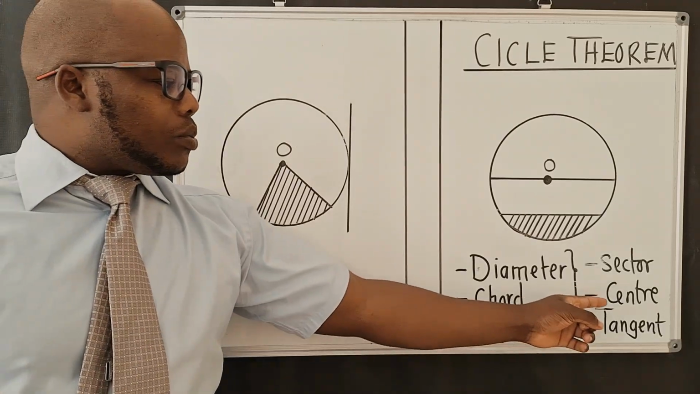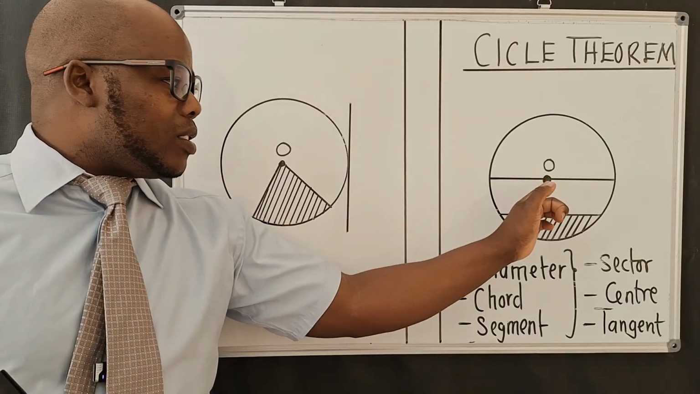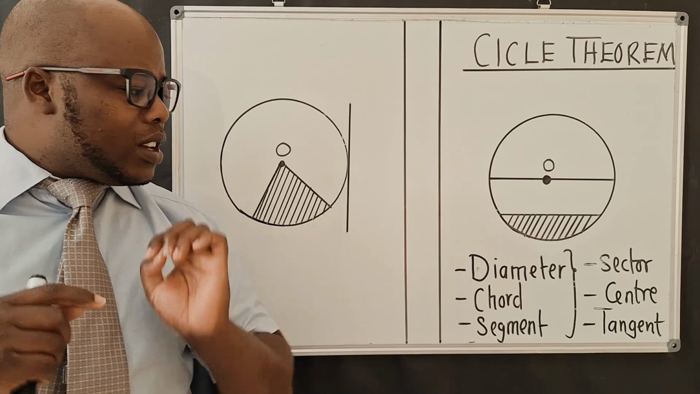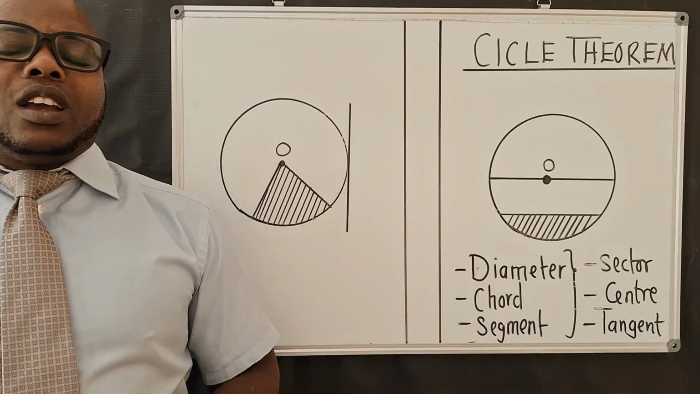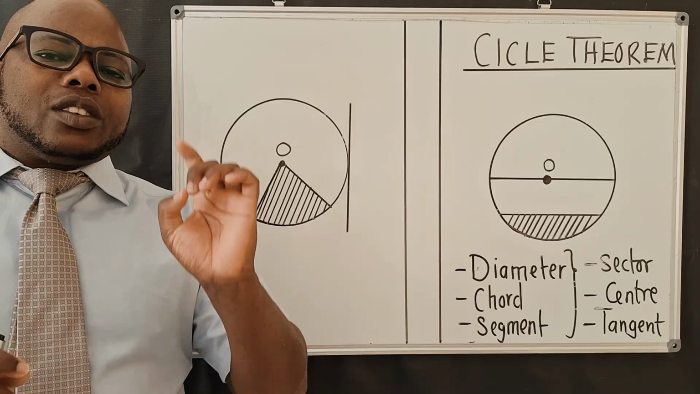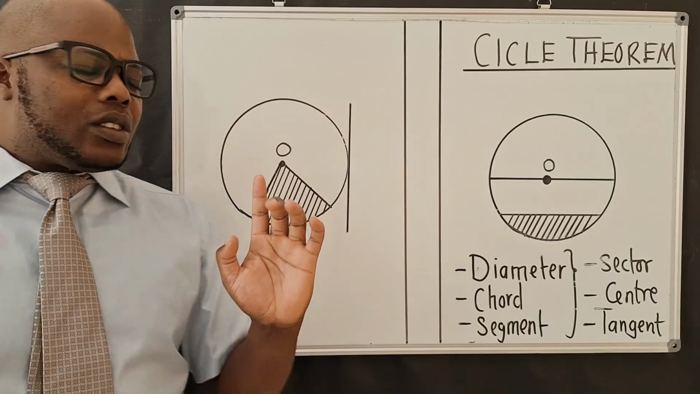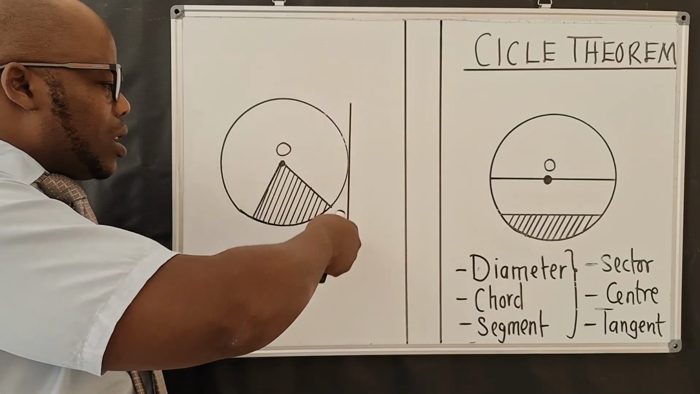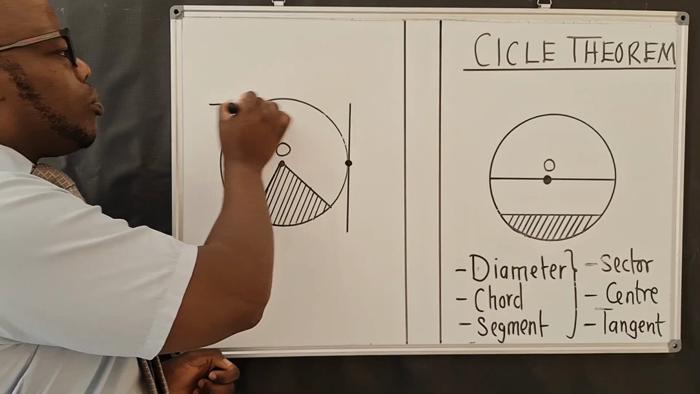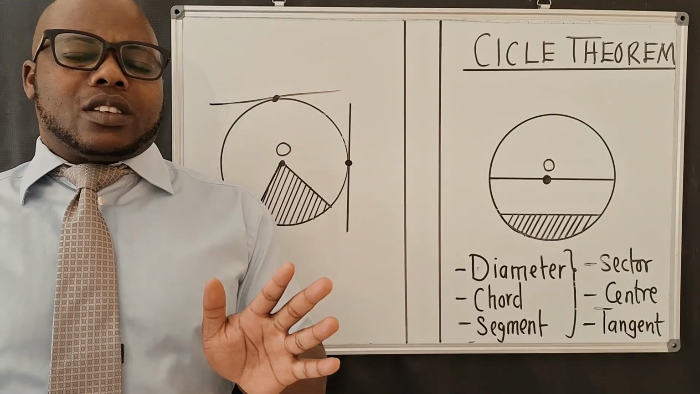Let's go to a center. Of course, we don't need to talk much about this. You can see this is the center, this is the center. Every circle has got a center. A tangent line is a line which touches a circle at one point only. It doesn't matter what position it is in. For example, here, from here to here, it's touching the circle at only this point. This is a tangent. It can also be like this. For as long as it's touching the circle at one point, it's a tangent.